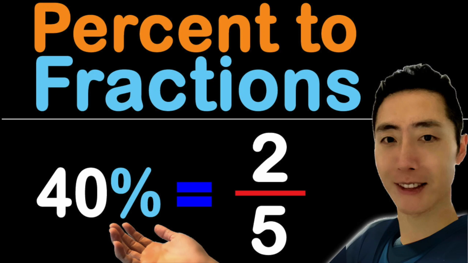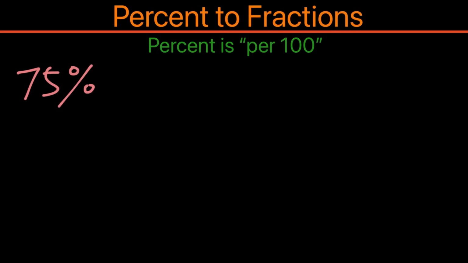In this video, I'll be going over how to convert percent to fractions. The first thing to keep in mind is that percent means per 100. So the first example that we have here, 75%, is equivalent to 75 over 100.